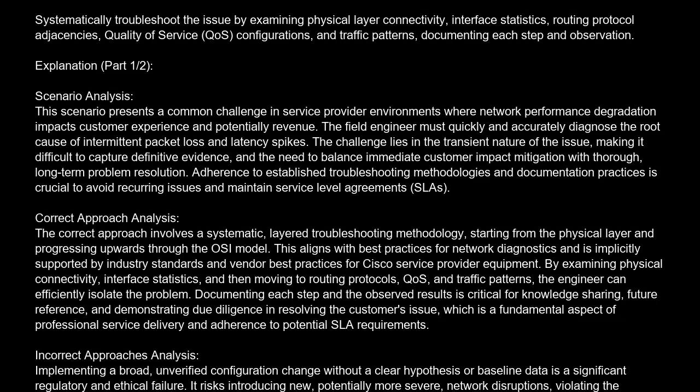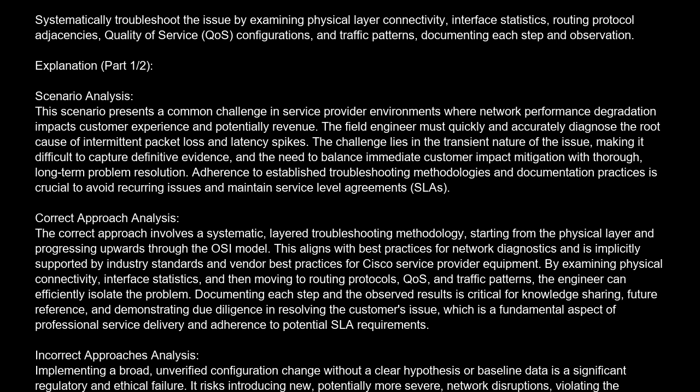The correct answer is B. Systematically troubleshoot the issue by examining physical layer connectivity, interface statistics, routing protocol adjacencies, quality of service, CoS configurations, and traffic patterns, documenting each step and observation.